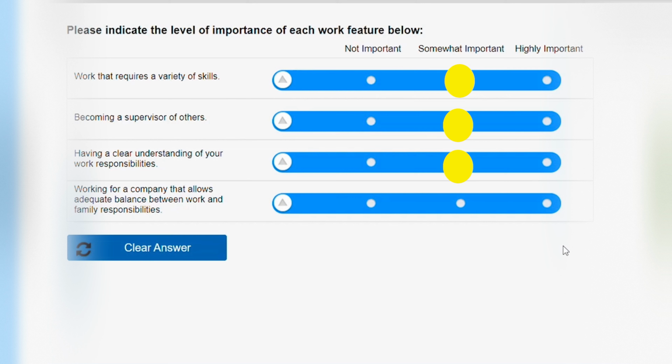Working for a company that allows adequate balance between work and family responsibilities. Here you can pick highly important, as no company will hold it against you for saying that you want a good work-life balance between your work and your family. And P&G is also a company which is constantly striving to create and provide that balance to their employees. So I would simply pick highly important here. Otherwise, all your responses would be falling into somewhat important.